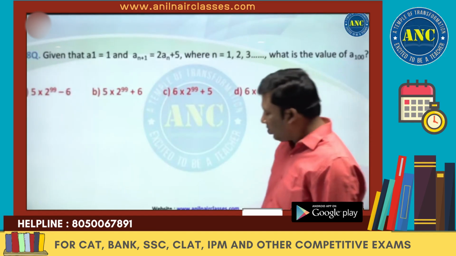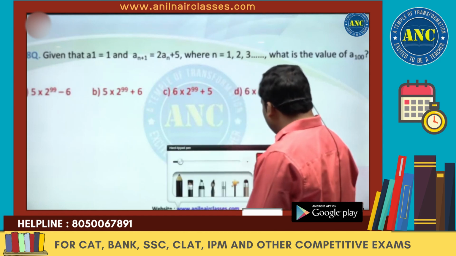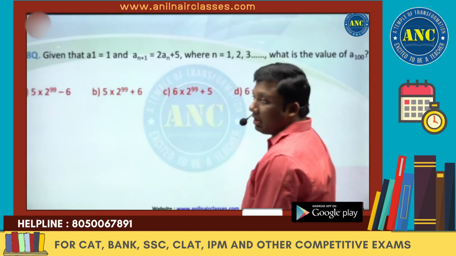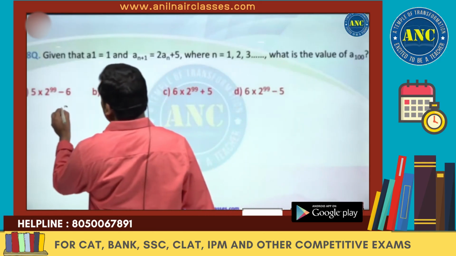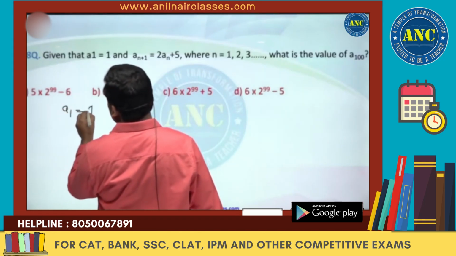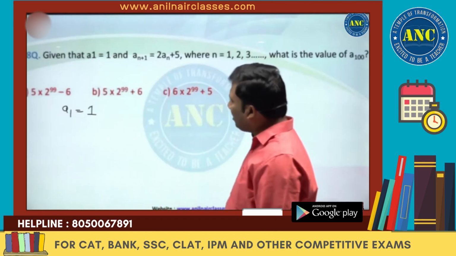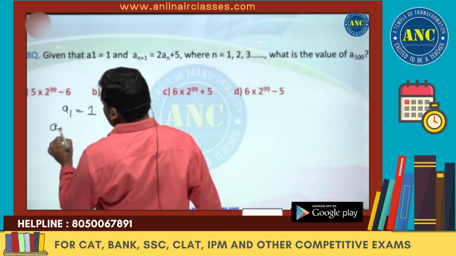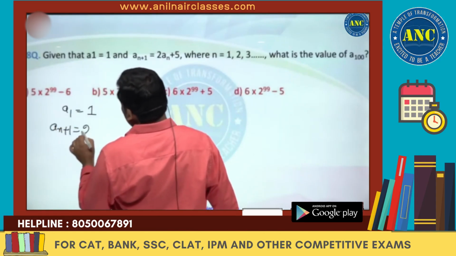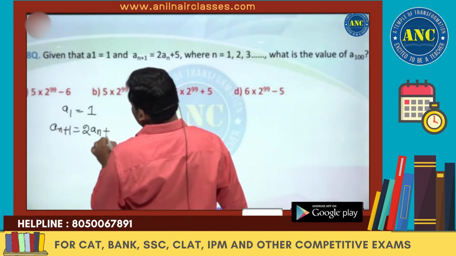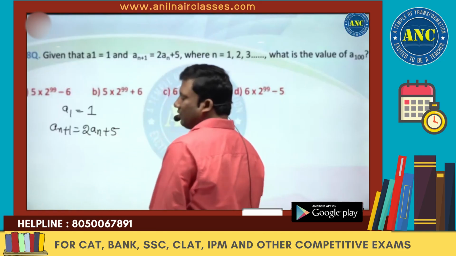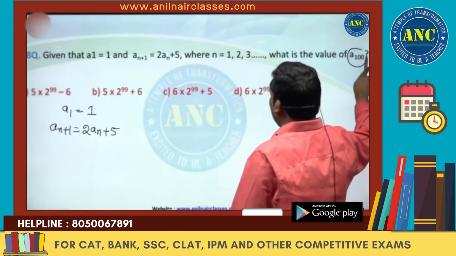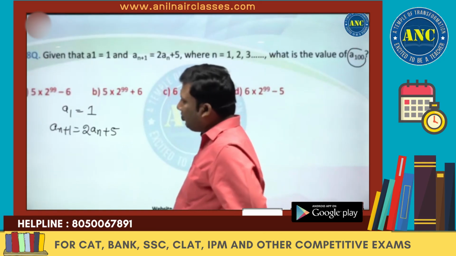17th question. Another question based on a recursive and an iterative function. Read the question. Given that a1 is equivalent to 1, and there is a function that is given, that is a(n+1) equivalent to 2a(n) plus 5. What is the value of a100?